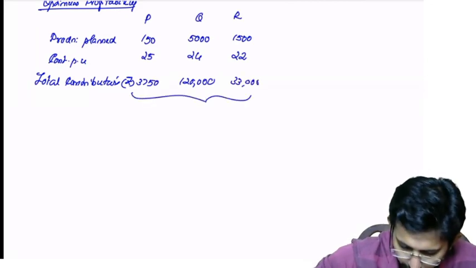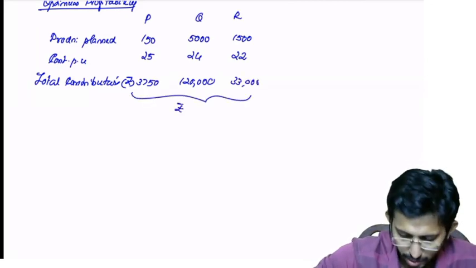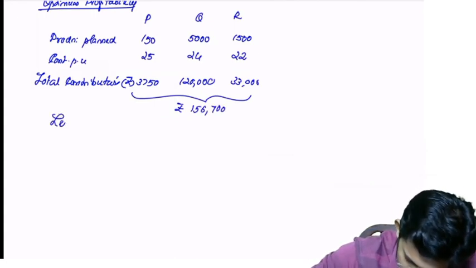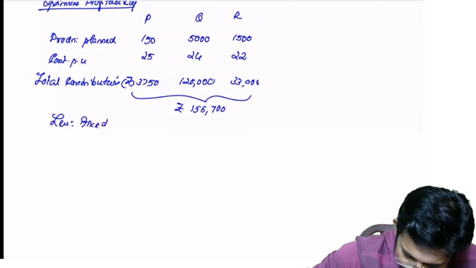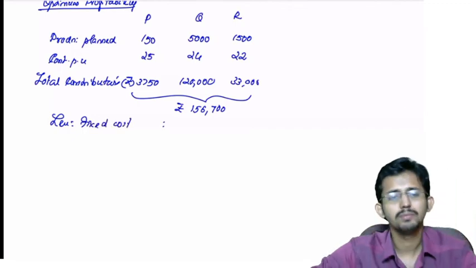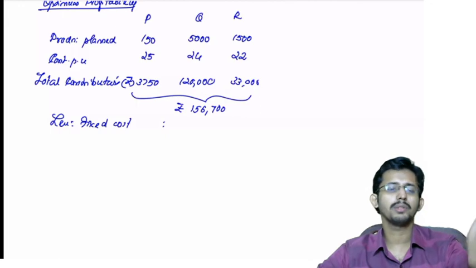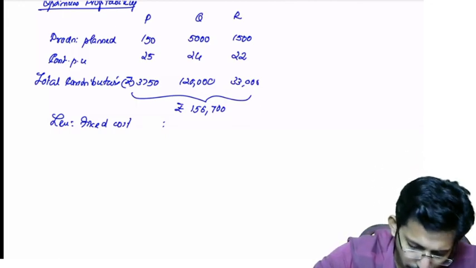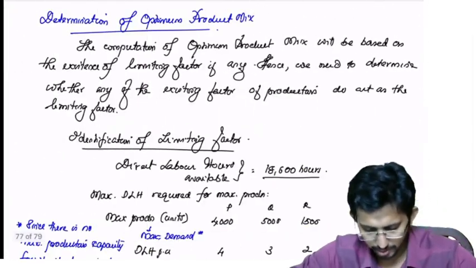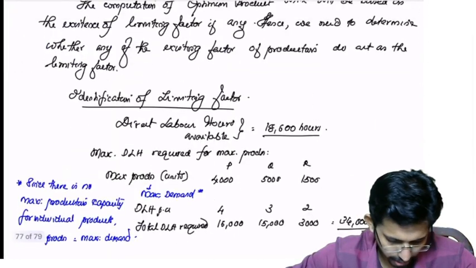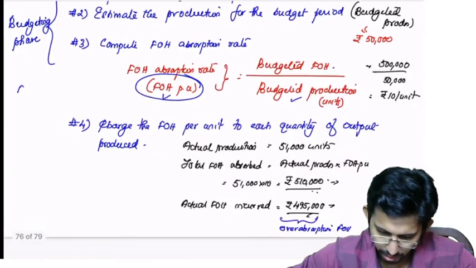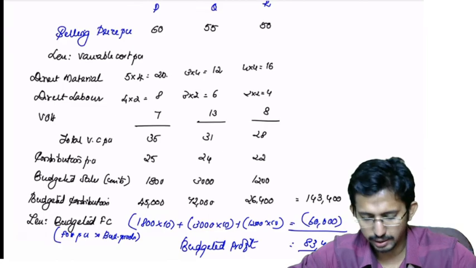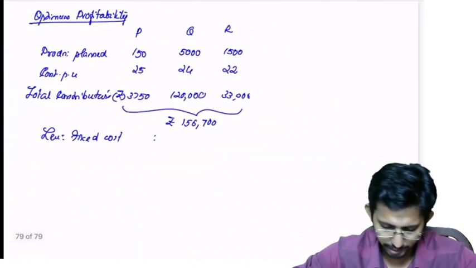And total contribution will be 156,700 less fixed cost. Tell me, will there be any change in the fixed cost with respect to the budgeted fixed cost or the fixed cost to be adopted here? No, it will be one and the same. So whatever fixed cost you have already computed in the previous question, it is 60,000. Same thing has to be adopted here. So 60,000.